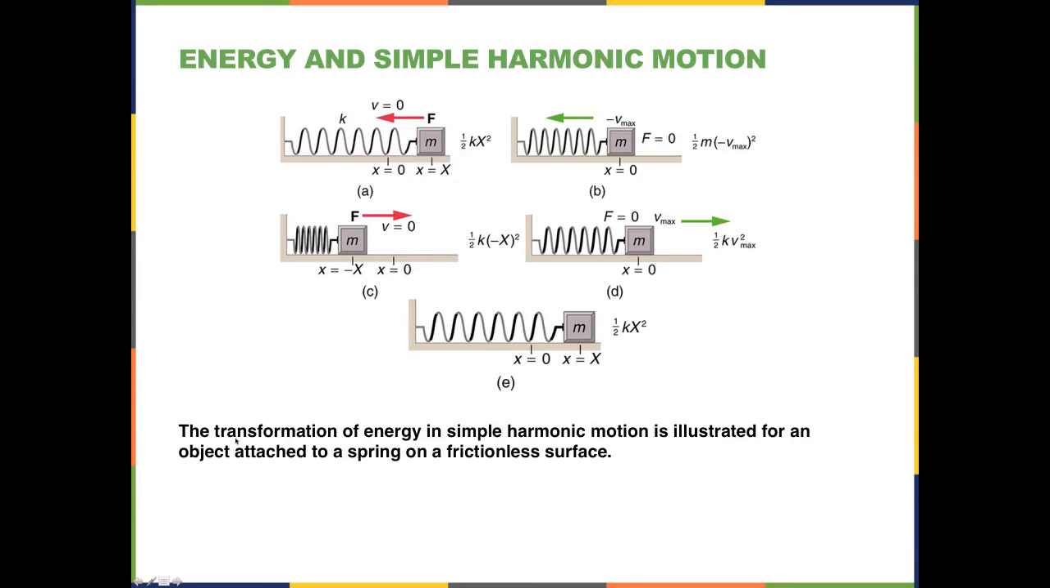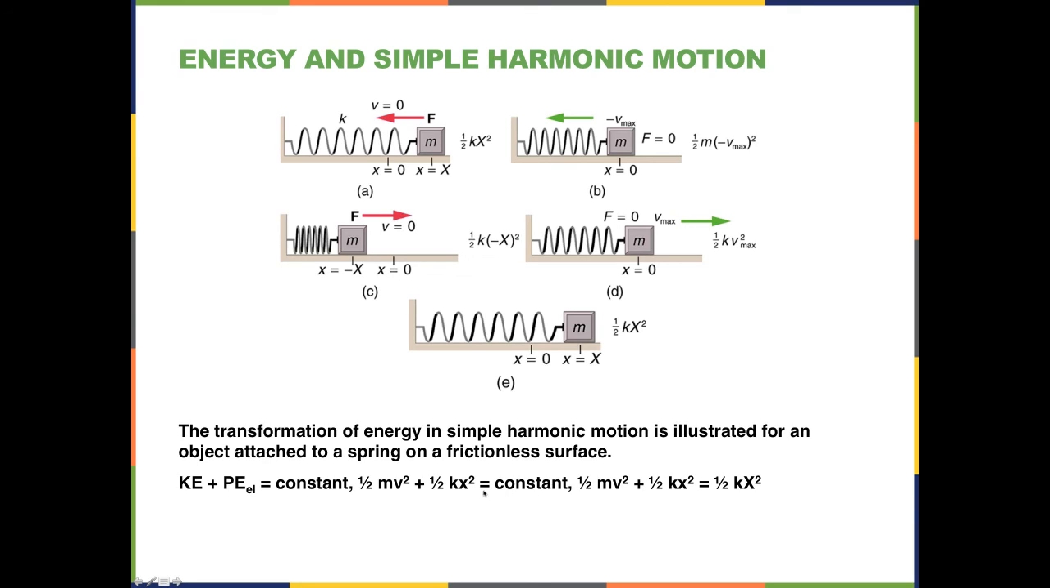Let's finish up very quickly with the transformation. It says that we have energy in simple harmonic motion. The transformation of energy in a simple harmonic motion is illustrated above. And what you have is that the sum of the kinetic energy generated as this moves back and forth, and the elastic potential energy, is equal to a constant. So the sum, depending on where you are at any point, is going to be a constant.